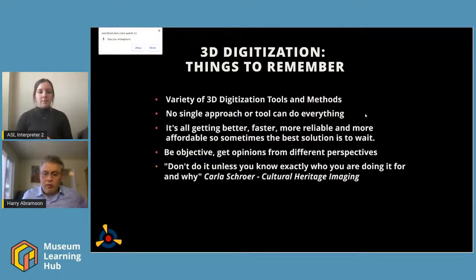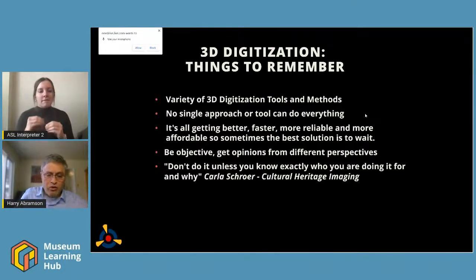So some general things to remember. There's a variety of 3D digitization tools and methods all over the place, all different kinds for different industries, and we use them all. No single approach or tool can do everything. It's all getting better. It's all getting faster. It's all getting more affordable. And my suggestion is to be objective. Get opinions from different perspectives. Like with our company, we have people that are mechanical engineers. We have digital artists, architects, archaeologists, and we combine all of these mindsets to come up with the right solution to anything that we're trying to do.